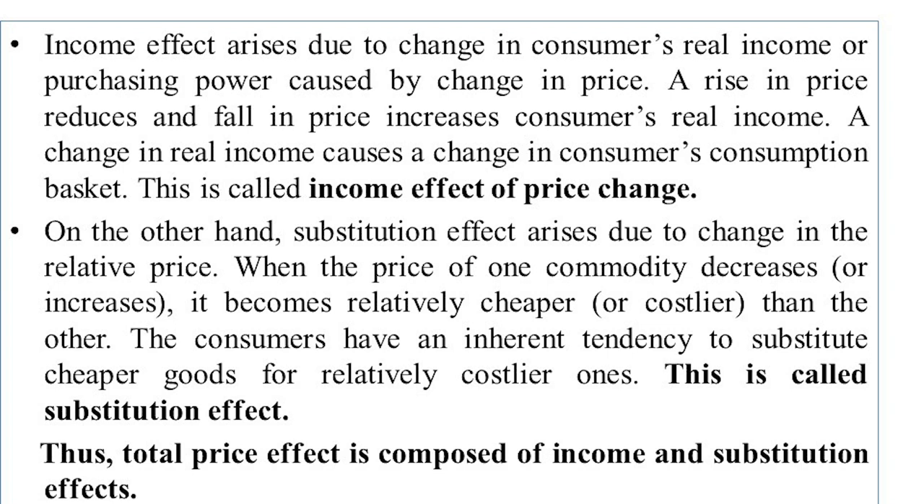On the other hand, substitution effect arises due to change in the relative price. When the price of one commodity decreases, it becomes relatively cheaper than the other. Consumers have an inherent tendency to substitute cheaper goods for relatively costlier ones. This is called substitution effect. Thus, the total price effect is composed of income and substitution effects. In this section, we will explain how the total price effect is split into two components, income and substitution effect.